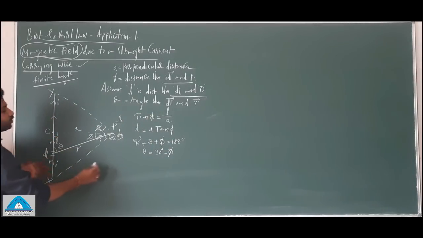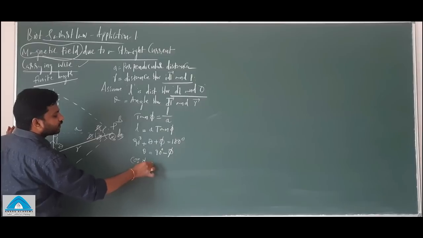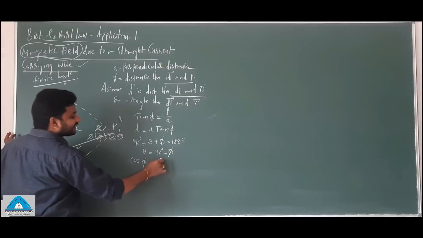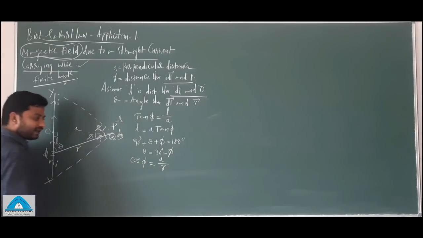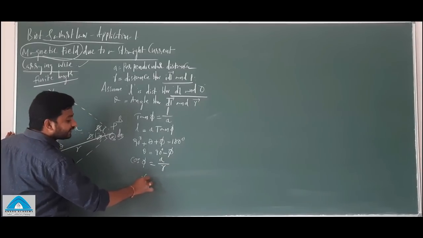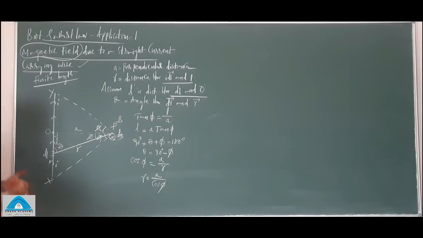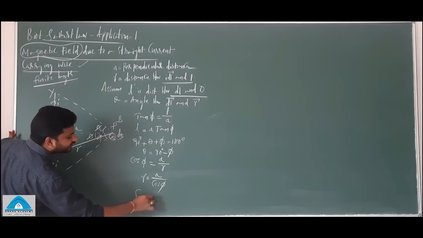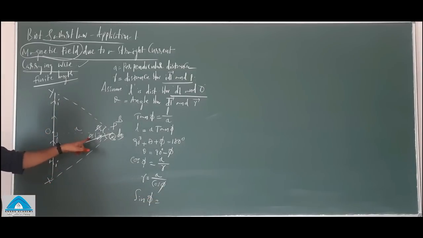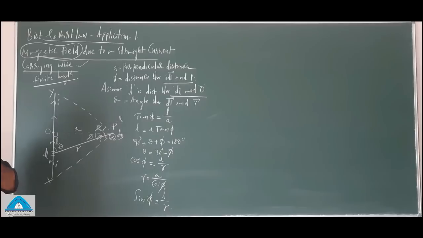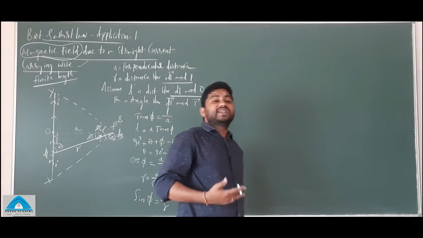And one more thing, I can also write cos phi from this triangle. Cos phi is equal to adjacent side by hypotenuse. Adjacent side is a, hypotenuse is r. So from here, r is equal to a by cos phi. I can also write sin phi. Sin phi is equal to opposite side by hypotenuse. Opposite side is L, hypotenuse is r. Clear? So now keep it like this. What is our aim? We should not forget our aim, right? What is our aim?